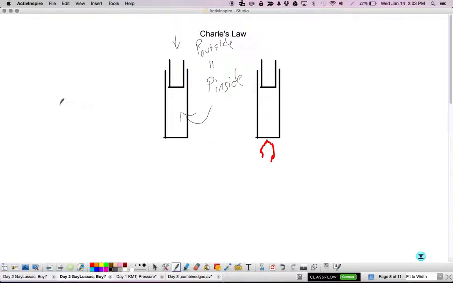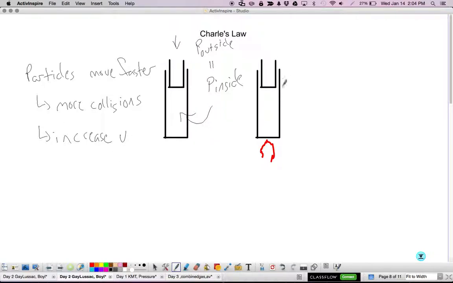The particles inside are going to start moving faster. Now, normally we would say that would create more collisions, which would increase the pressure. However, something to keep in mind is pressure must be held constant. So we know that there are more collisions, which would usually increase the pressure. But if the pressure is going to be constant, the way that the system shifts is to increase the volume.